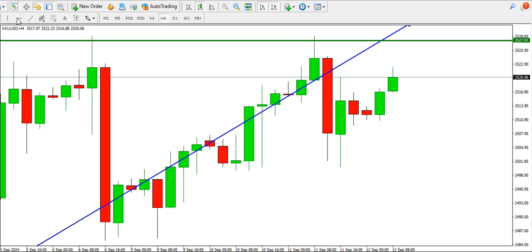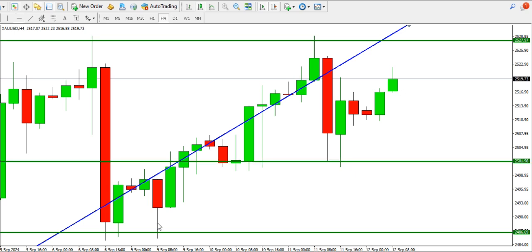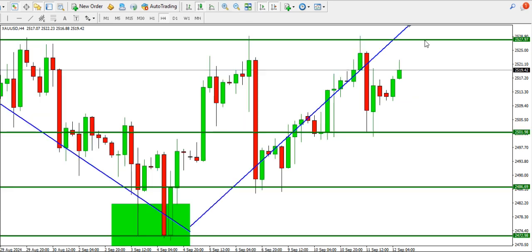We have a low around here. Price of gold gave us a low around this point. Now this particular low around here is higher than the low that we have around here. So price of gold is giving us higher low. Meanwhile, the high remains constant and the low changes upward. That shows that the buyers are looking to break out at this particular point.